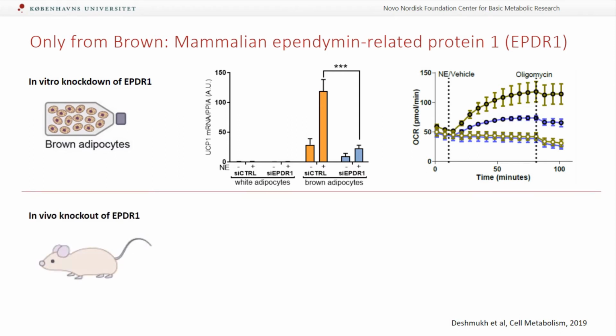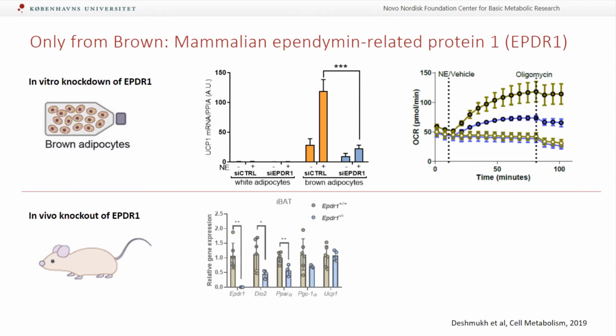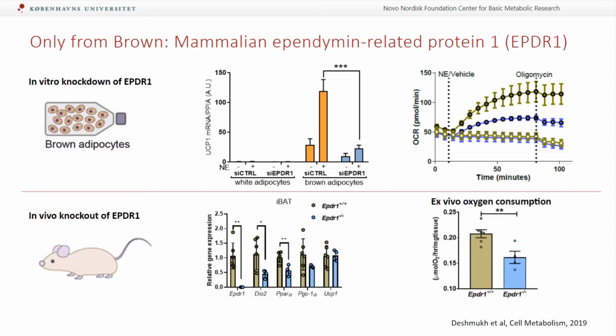And we also looked into the EPDR1 knockout mouse, and here we found that several genes were downregulated that are important for thermogenic identity. And when we did an ex vivo oxygen consumption assay, we could see that there was less oxygen consumption in the knockout samples. So if we reduce EPDR1 in the precursor cells and differentiate them, or in the knockout mouse, then this will decrease their response to norepinephrine.